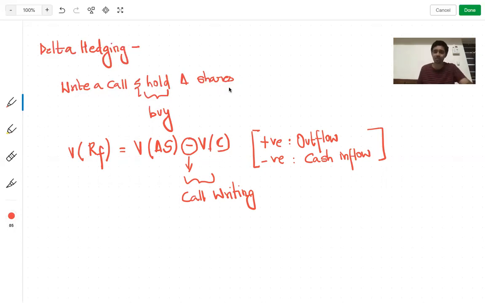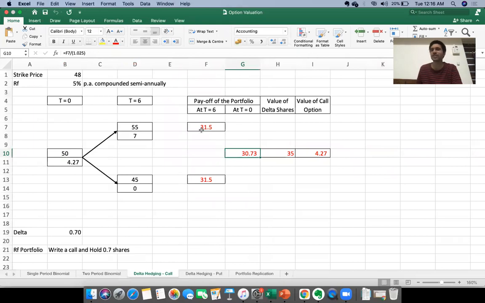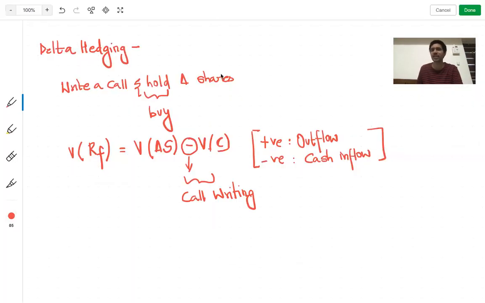Because we started in the delta hedging approach by writing a call and holding delta shares, right? And we proved that when we write a call and hold delta shares, the payoff of that portfolio is going to remain equal whether the share price is 55 or whether the share price is 45, which means writing a call option and holding delta shares is actually a risk-free portfolio. Okay, so I've basically assigned values to it, which is value of a risk-free portfolio is equal to value of delta shares minus value of a call option, where I've denoted plus as cash outflow and negative signage as cash inflow. So minus value of call option represents the premium that I'm receiving on account of writing a call option, right? Now, this was the equation for delta hedging.